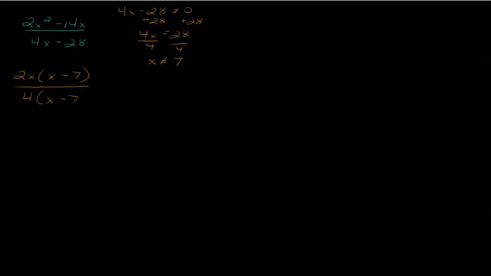So 4x divided by 4 is x, minus 28 divided by 4 is 7. Now look, we can cancel out this and this because they're exactly the same. Then we're left with 2x over 4, and we can reduce this because they're both one terms. That becomes a 1, that becomes a 2, so you end up with just x over 2, with x cannot equal 7. And that would be your answer.